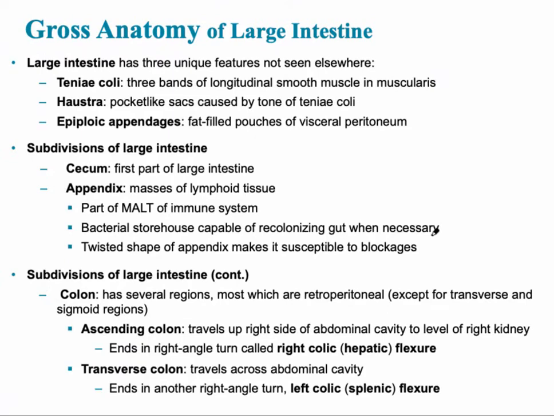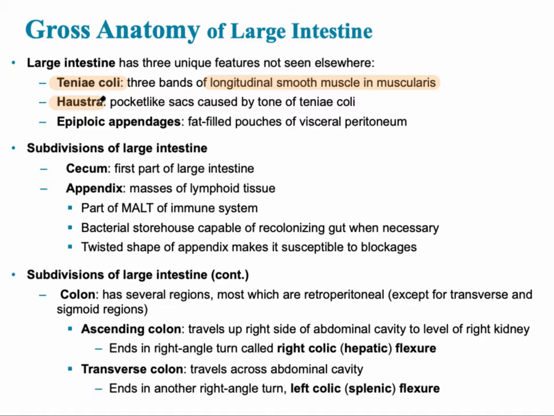Our next slide is showing the gross anatomy of the large intestine. And remember, the large intestine is shorter than the small intestine. It has no villi, so its anatomy is quite different. And it has these bands of longitudinal smooth muscle in the muscularis, which are called tinea coli. And there are what are referred to as haustra. These are pocket-like sacs that are caused by the tone of the tinea coli.